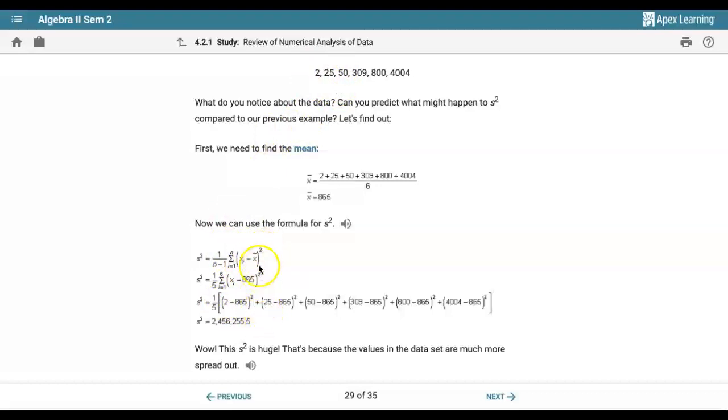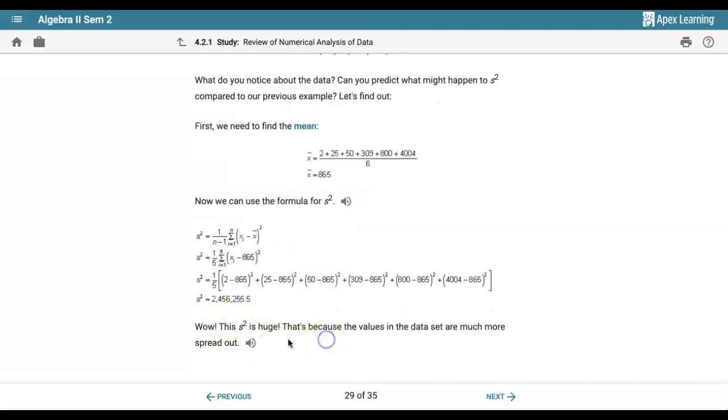All right, so then I add, and I look at my next value of 25, and my next value of 50, 305, 309, 800, 4004. All right, and I add them all together. And then I multiply by 1 over n minus 1. So now I'm not looking at the 6 points, I'm looking at 5 points. All right, and we can divide them, and what this is saying here is that we have a huge variation.